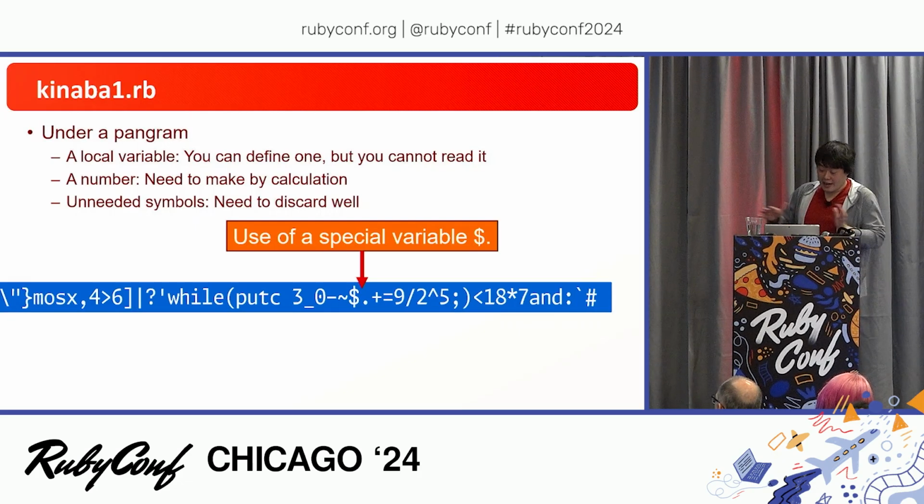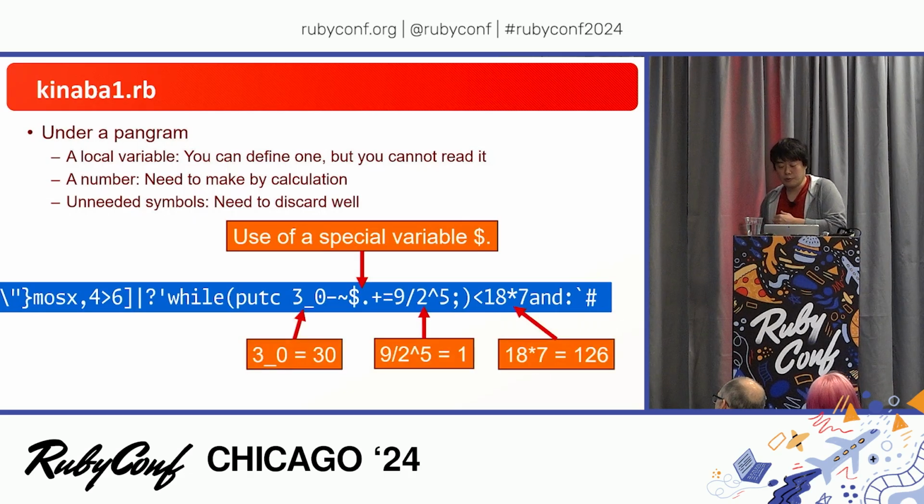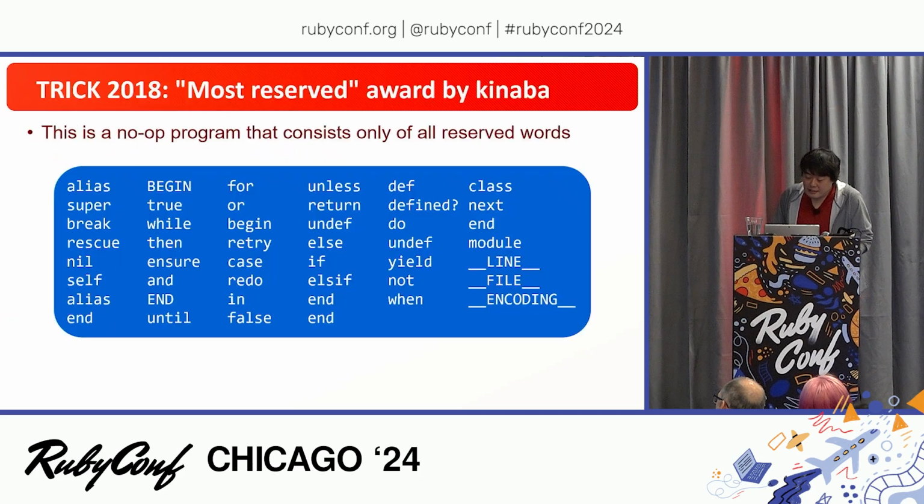Since this program is one line, this variable is initialized to 1. This is a good use of this variable. Also, you cannot even write integers freely. This code uses some calculation to create needed integers like this. Okay, next. This is the Most Reserved Award at TRICK 2018. As you can see, this is just a list of Ruby keywords, but it is executable.